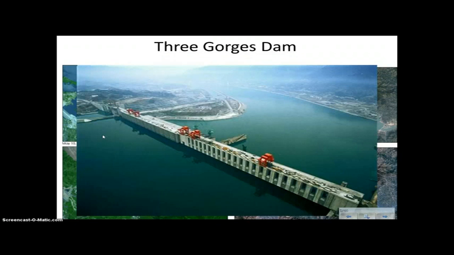Here's a picture of the Three Gorges Dam. The dam flooded, however, archaeological sites, cultural sites. It displaced 1.3 million people, who had to leave their homes. And it is also causing significant ecological changes, including an increased risk of landslides. The building of the dam is a very controversial topic in China and around the world.